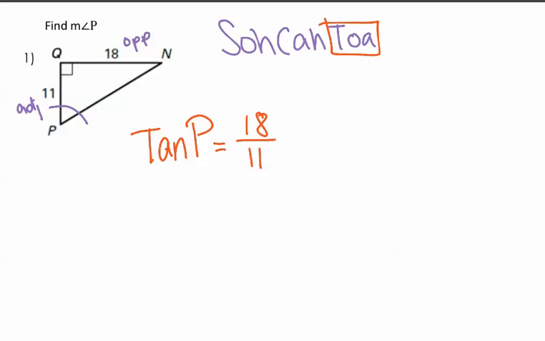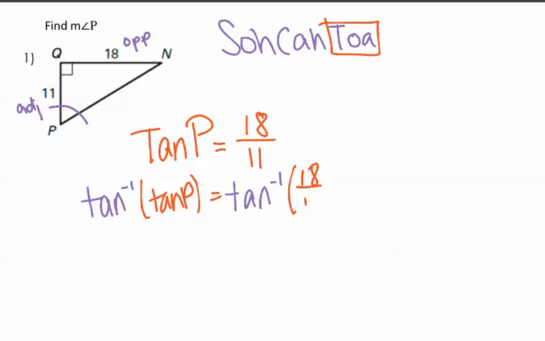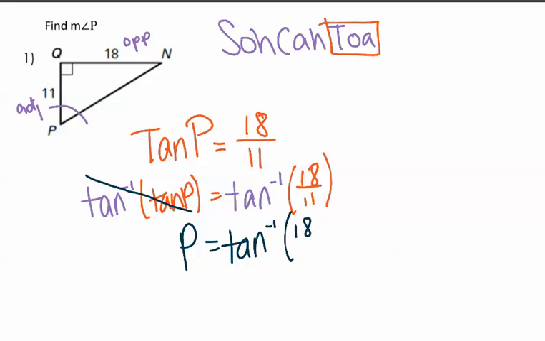In order to undo that tangent, we're going to have to do the inverse tangent. So on each side, we're going to take the inverse tangent. Whatever you do to one side, you have to do to the other. You can see all I've done here is the inverse tangent on each side. The inverse tangent and tangent are going to cancel each other out. They're going to undo each other. So we're left with just P equals the inverse tangent of 18 divided by 11.